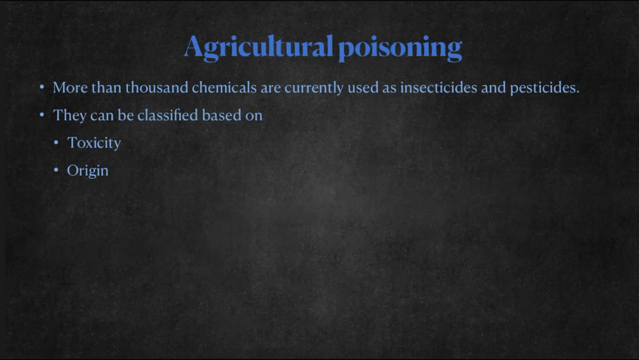Among agricultural compounds, there are more than 1,000 chemicals used as insecticides and pesticides, and they are classified based on how toxic they are to humans, as well as their origin, whether vegetable origin or chemical origin.